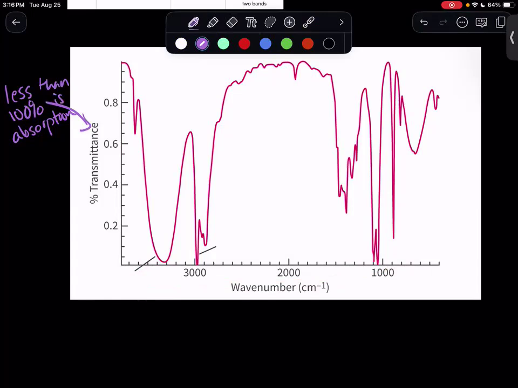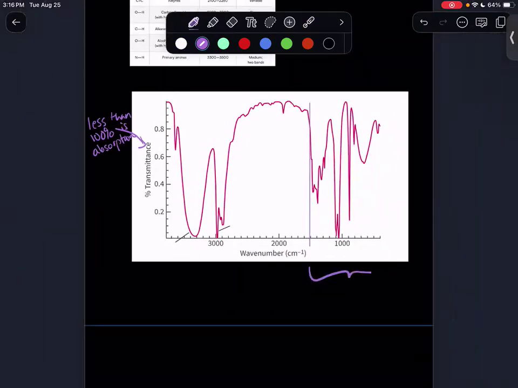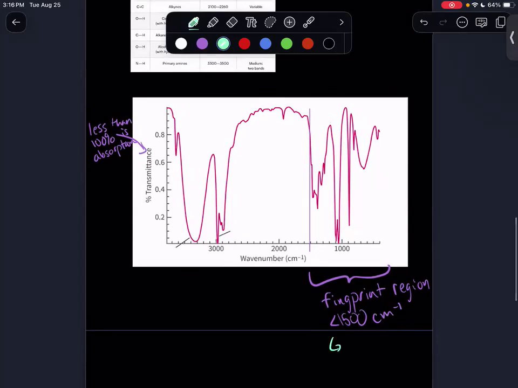So we actually will take these graphs and divide them into two regions. If you draw an imaginary line at 1500, this is our two regions. This is what we call the fingerprint region, and it's less than 1500 centimeters inverse. The fingerprint region pretty much is unique to the compound. That's why it's called the fingerprint region. Unique to the compound.